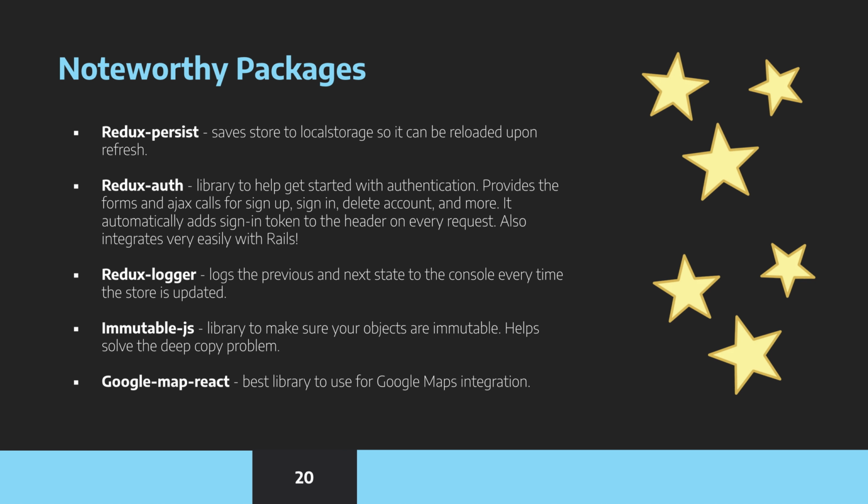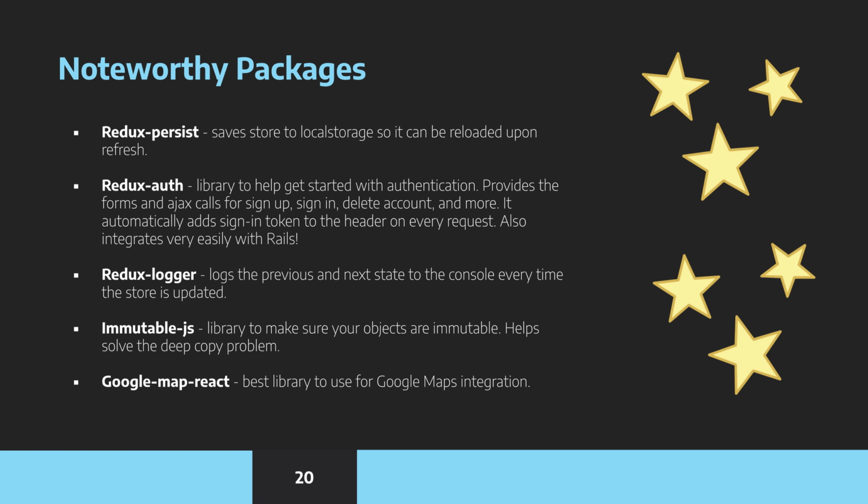Redux Logger logs the previous and next state to the console every time the store is updated. This is really, really helpful for debugging. If you're firing an action and it's not doing what you think it's supposed to be doing, it really helps to be able to check what was the previous state, what is the new state now, and why is that not what I expected.